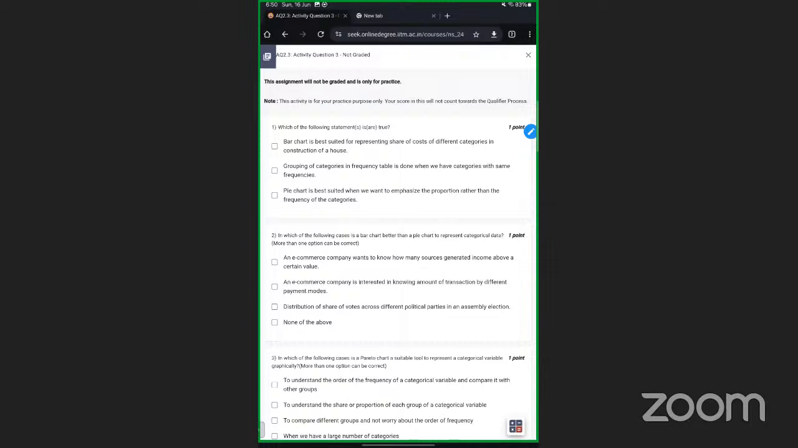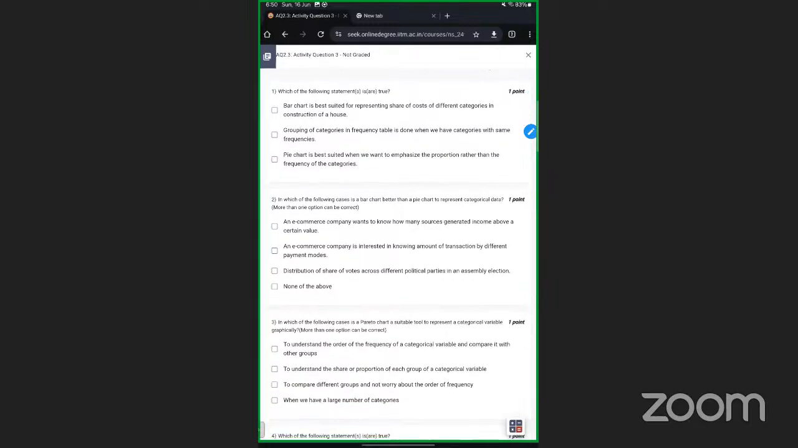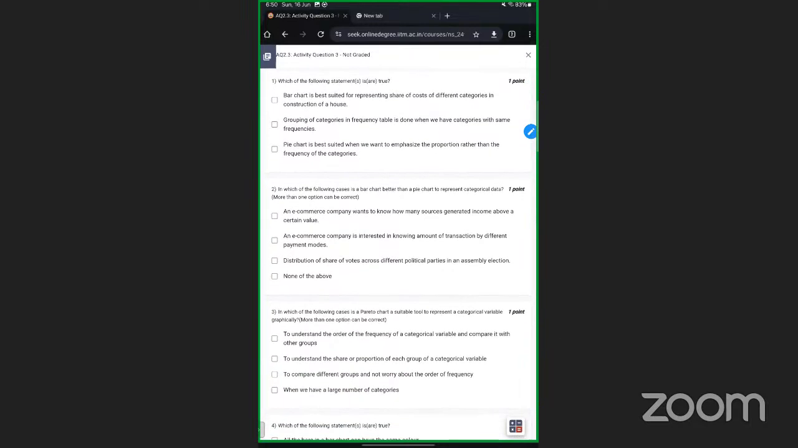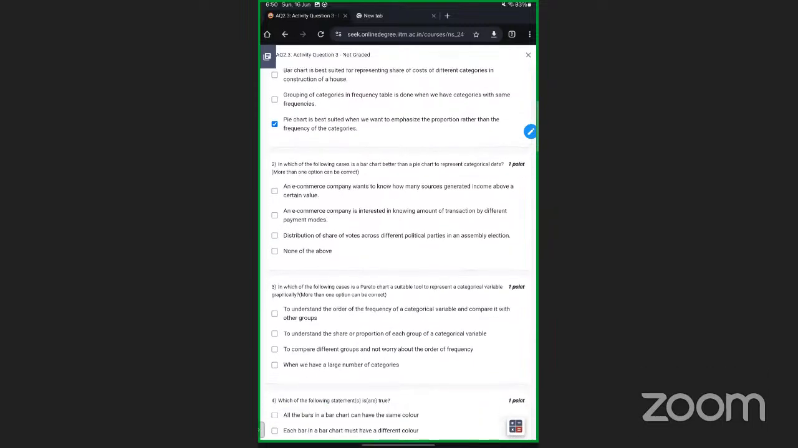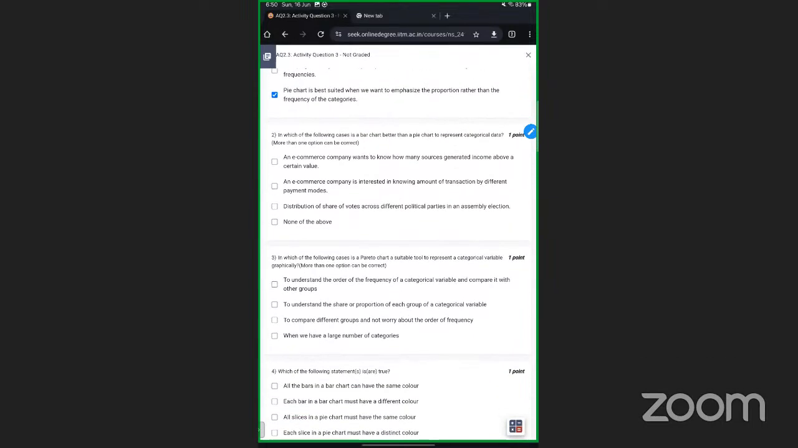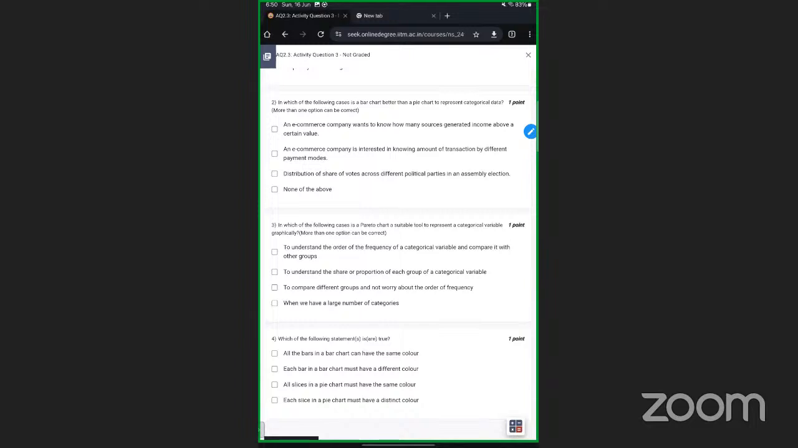It's like an individual thing. Grouping of categories in a frequency table is done when we have a very high number of categories with very low counts. Then we do that. Pie chart is used when we want to show the proportion. Yes, so this is correct. In which of the following cases is a bar chart better than a pie chart to represent the category?